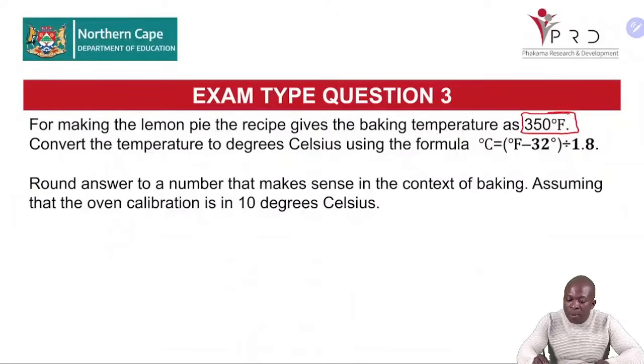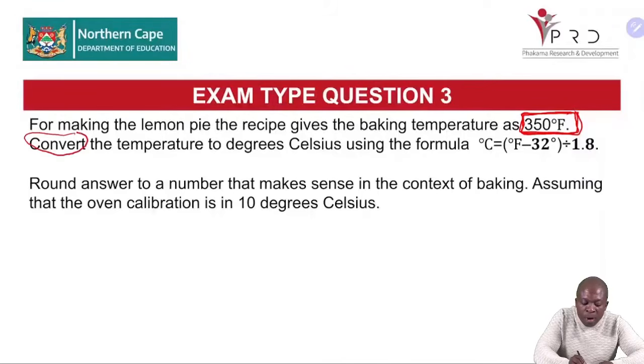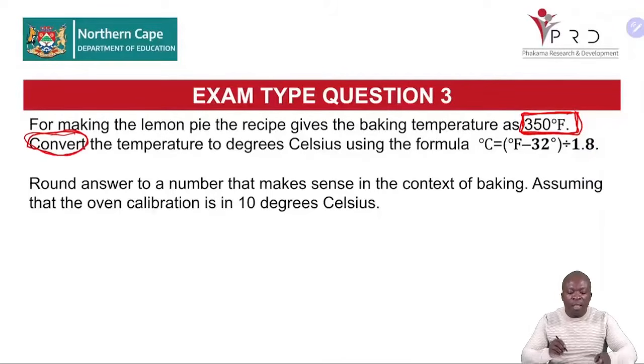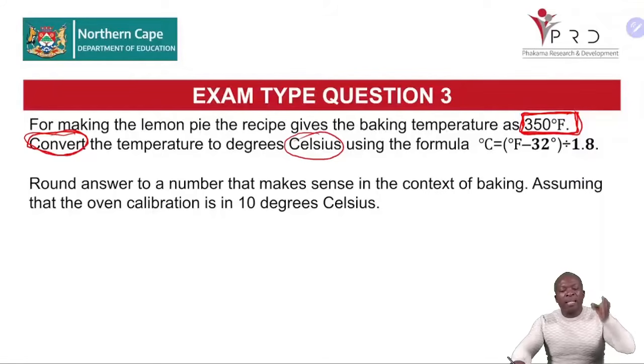Like I've been telling you, I want you to highlight what the examiner gave to you. So you see now our temperature is in what? Degrees Fahrenheit. The examiner says, what should we do? Convert, change it. Convert the temperature to degrees Celsius. And then they gave us the formula. So we are going to apply the same ideas that we have been learning. Here, wherever we see degree F, we are going to write the value 350. That's what the examiner wants you to do.